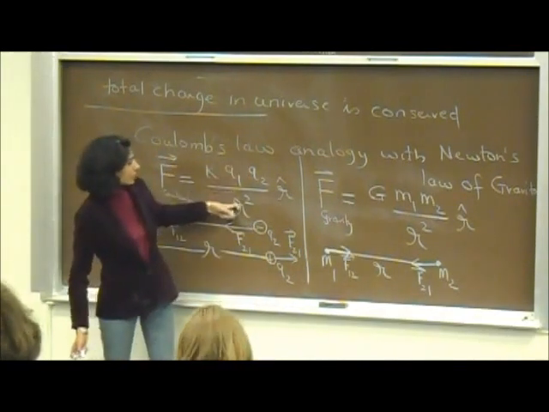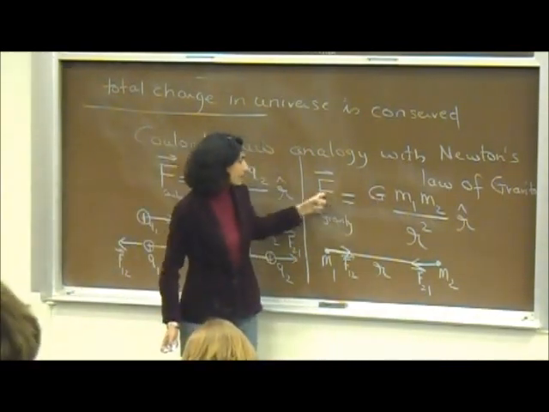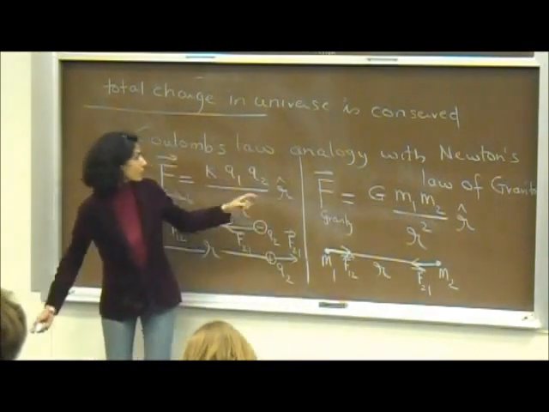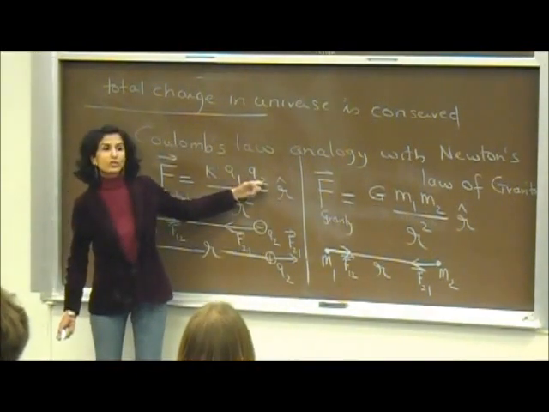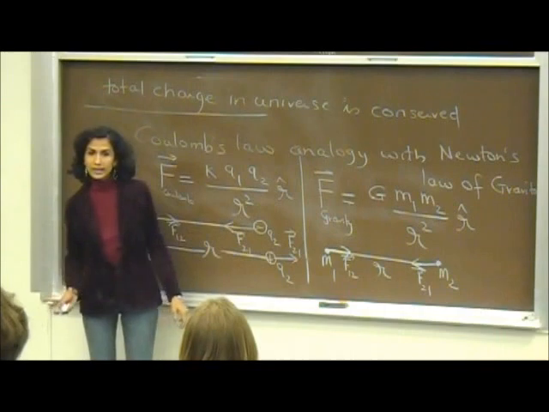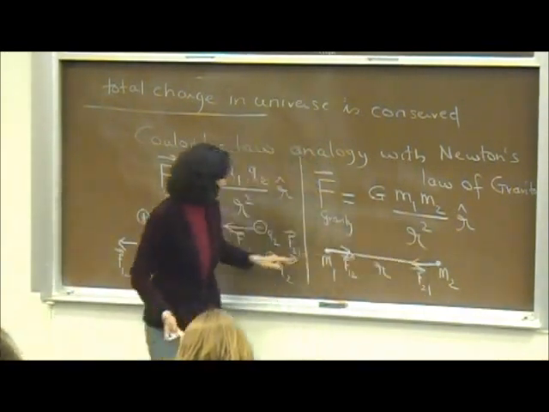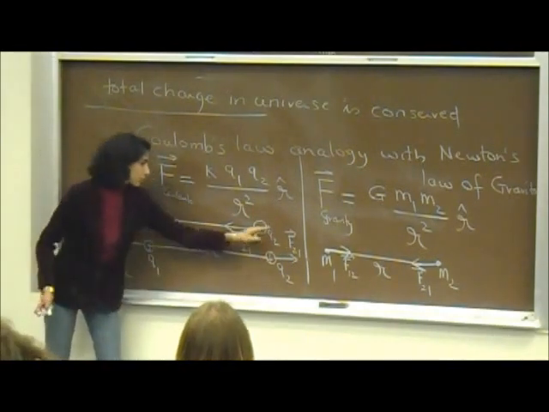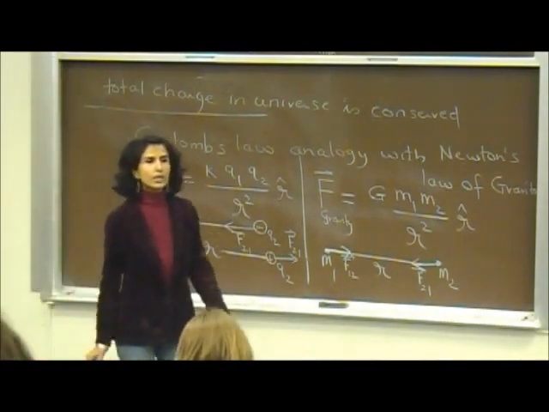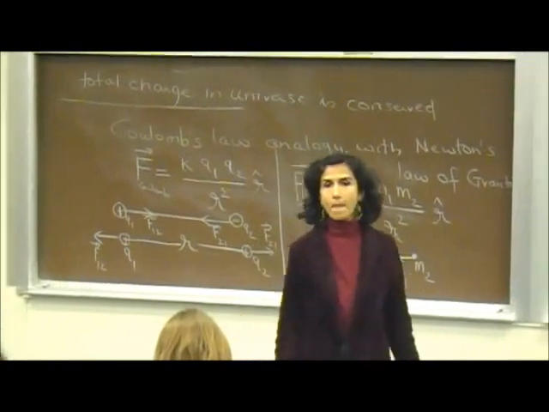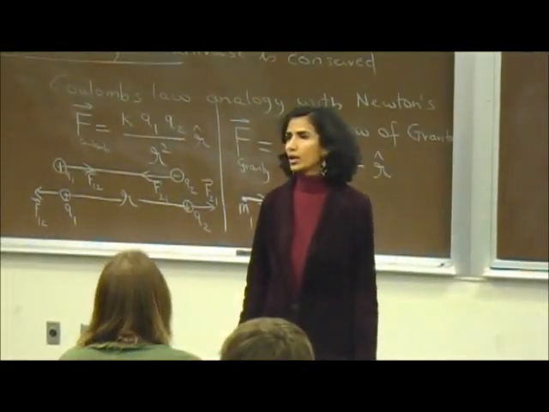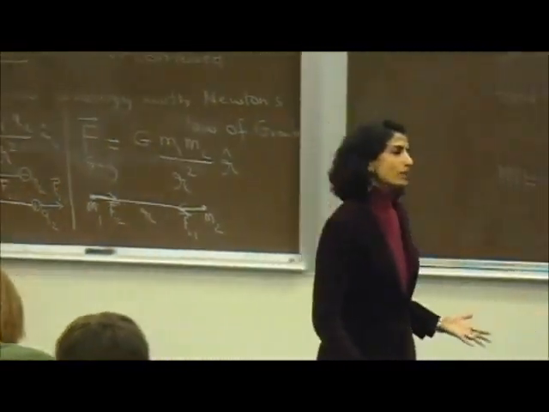However, both of them are inverse square laws. Here, the magnitude depends upon the product of the masses, and here it depends upon the product of the charges. And the force always acts along the line joining the two masses or along the line joining the two charges. Any questions, folks? Anybody? All right, then let's move on to chapter 2 now.